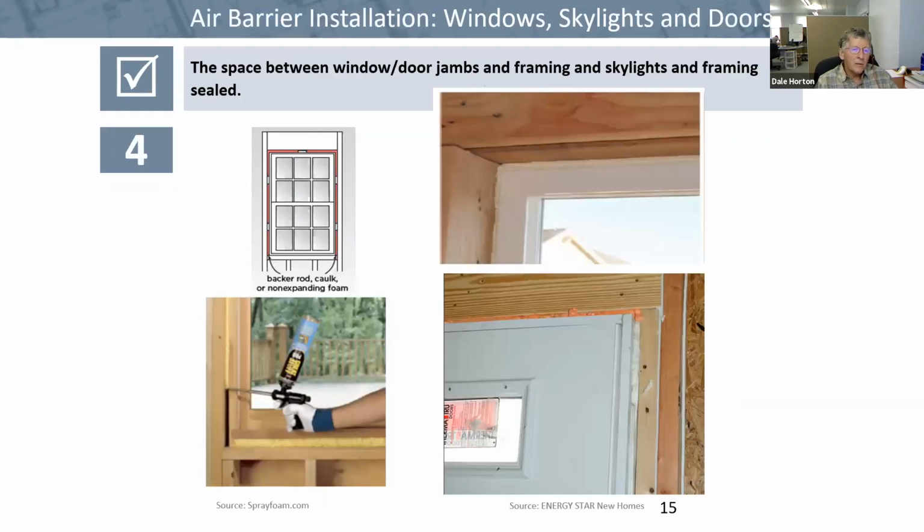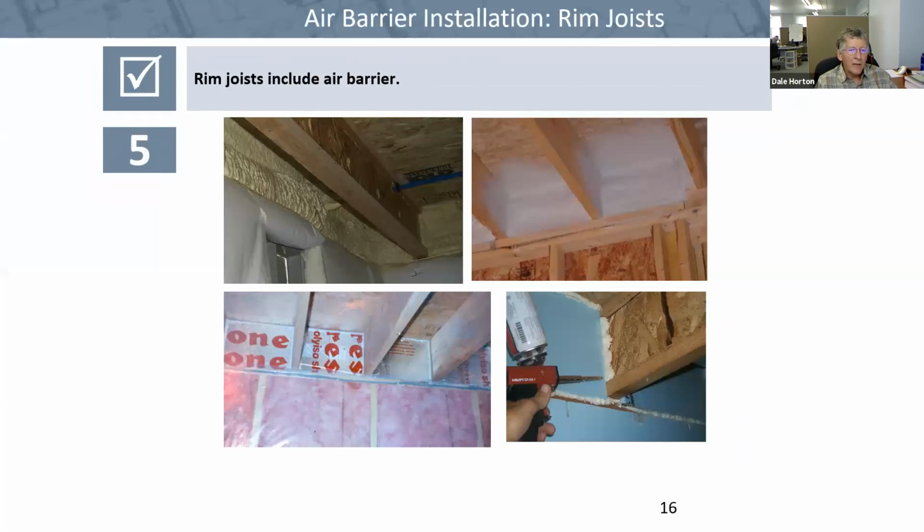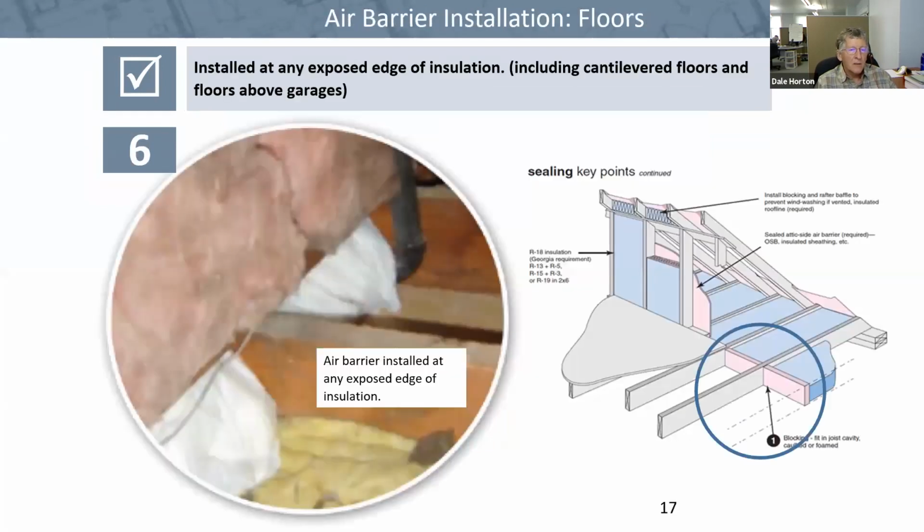The air barrier requirement includes sealing with non-air-permeable materials around window and door frames. You have to have an air barrier at rim joists, meaning you can't just stuff batt insulation or paper-faced insulation and call it good. You have to have an air barrier at other areas where the end of floor insulation might be exposed, such as at a knee wall attic condition.